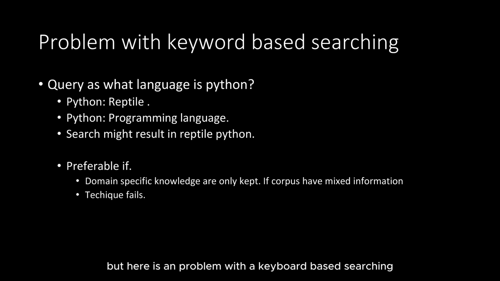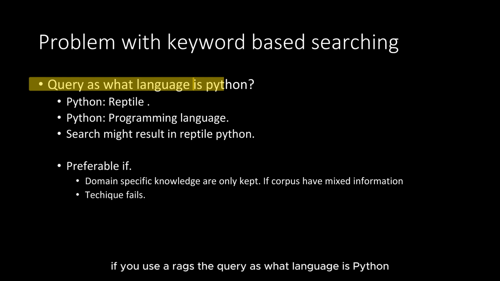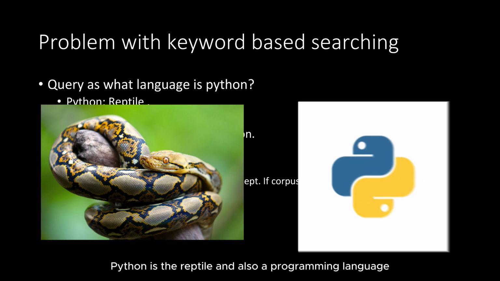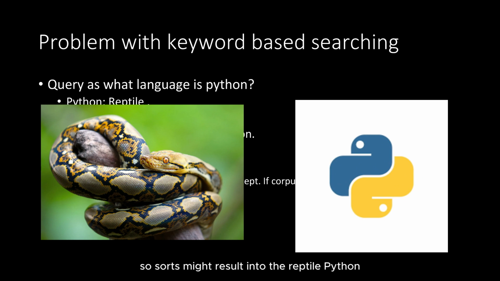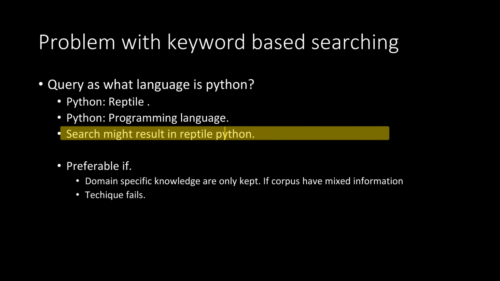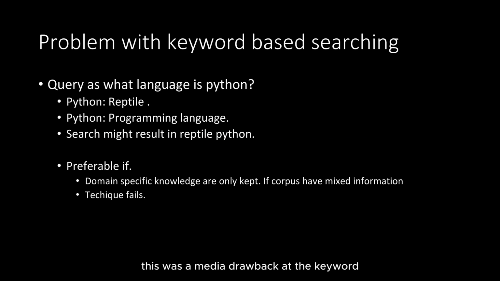But here is a problem with keyword based searching. If a user asks the query as what language is Python, now Python is a reptile and also a programming language. So search might result in the reptile Python. So this was the major drawback that keyword based searching holds. So that is why we use semantic searching in our case as well.